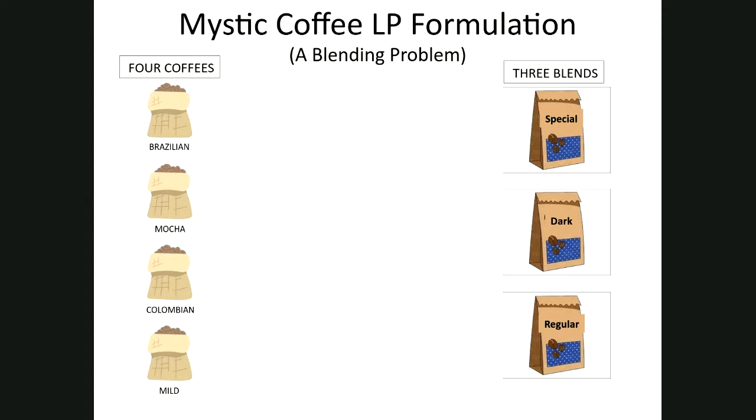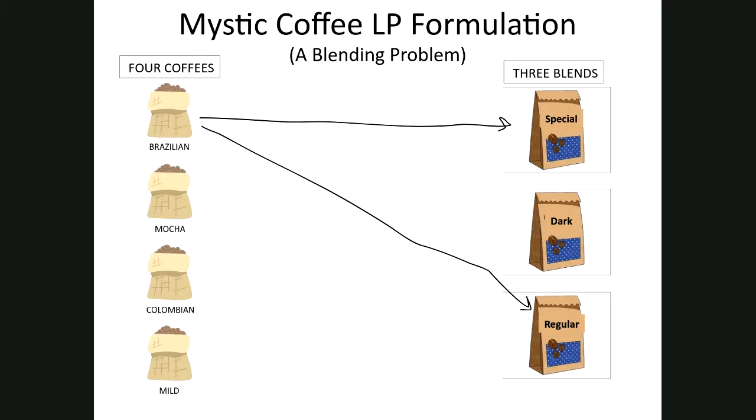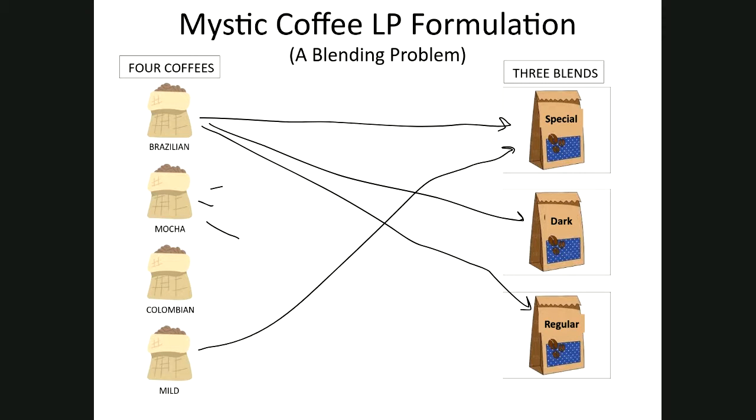And remember, in terms of our format, similar to a transportation problem, but for this blending problem, the Brazilian could go into the special, Brazilian could go into the regular, Brazilian could go into the dark, and that would be the same for each one of our respective coffees. And so again, all the way down to the mild could go into the special, mild could go into the dark, and certainly mild could go into the regular. So remember, therefore we had 12 different decision variables.